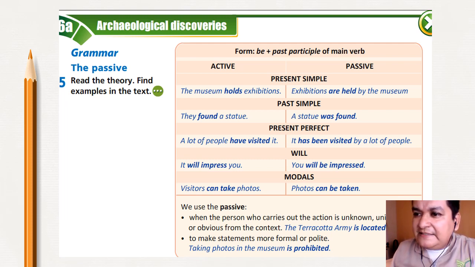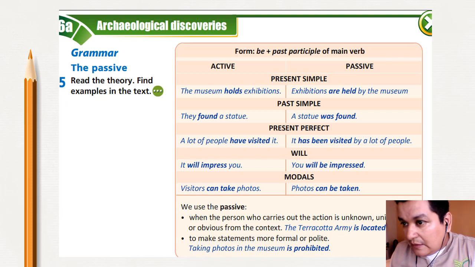We use the passive, nosotros usamos el pasivo o la voz pasiva, when the person who carries out the action is unknown or unimportant or obvious from the context. Usamos la voz pasiva cuando la persona quien realiza la acción no es conocida, no es importante o es obvia de acuerdo al contexto. Veamos el ejemplo.